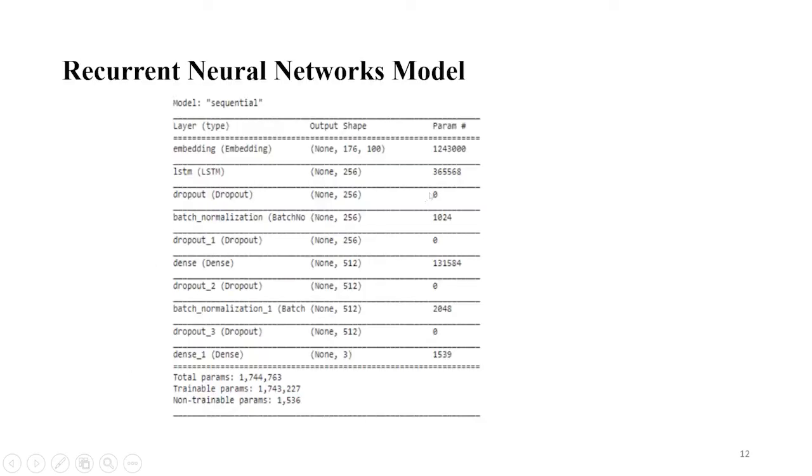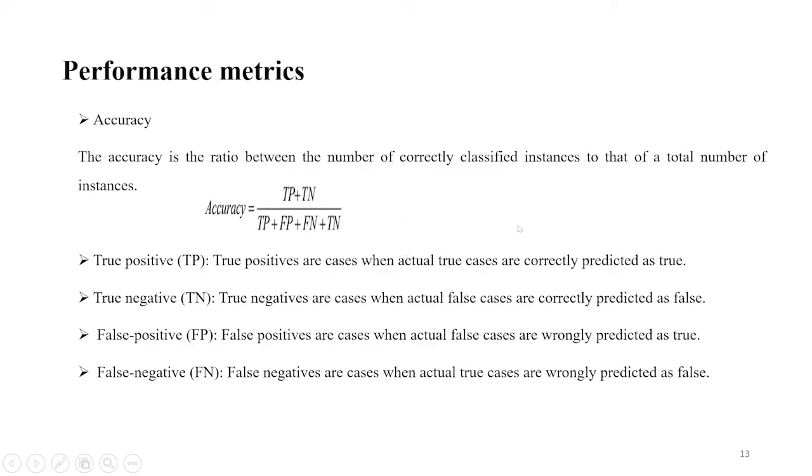So here is an example of a recurrent neural network model. Then coming to the point of accuracy performance metrics. Accuracy is the performance metric that we are considering in this study. Accuracy is the ratio between the number of correctly classified instances to the total number of instances. Here is the equation used for calculating the accuracy: TP plus TN divided by TP plus FP plus FN plus TN.